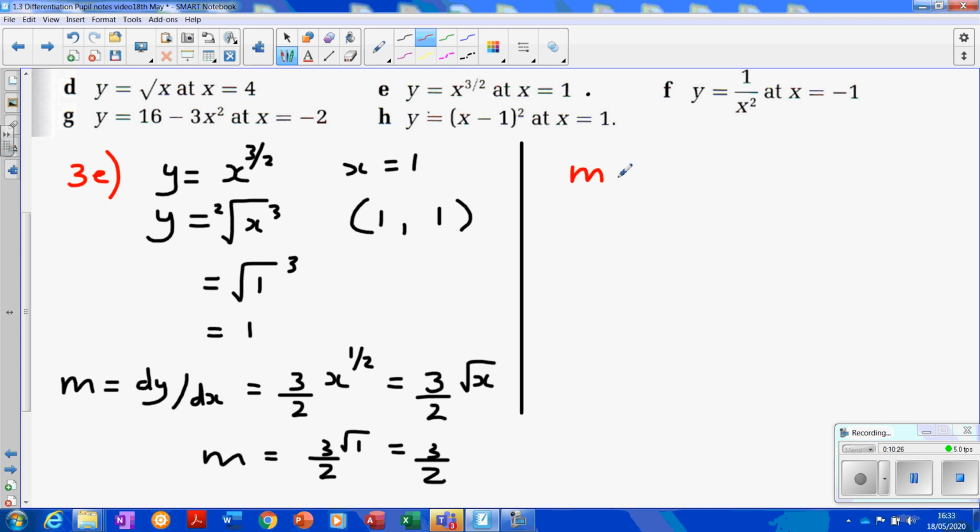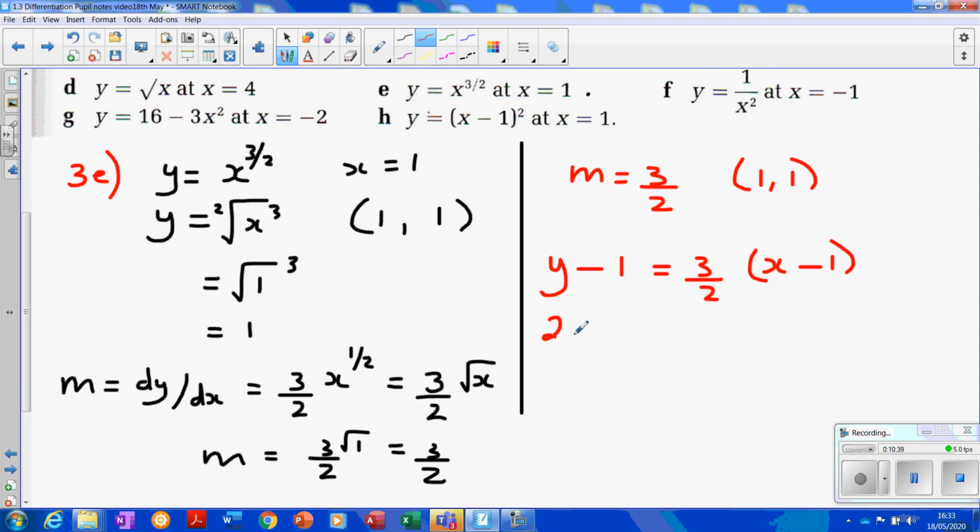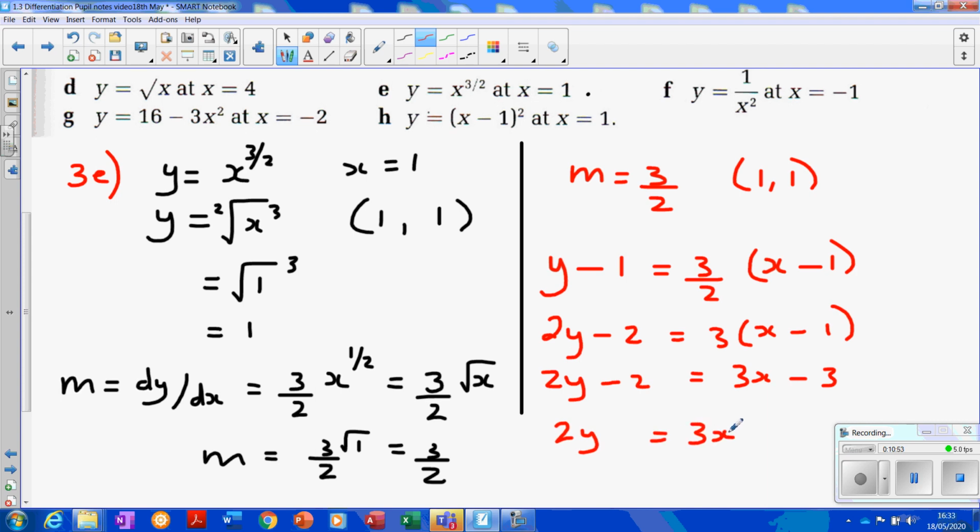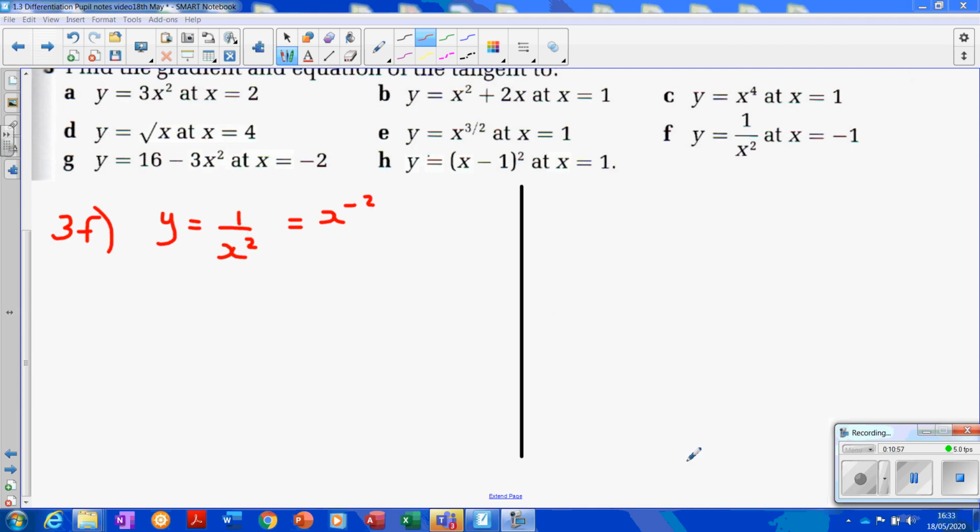So gather information: gradient is equal to 3 over 2 and the point on the line is the point 1, 1. So y minus b, y minus 1, is equal to m times x minus a. Multiply by 2 to get rid of those fractions, so 2y minus 2 is equal to 3 lots of x minus 1. So 2y minus 2 is equal to 3x minus 3. 2y is equal to 3x, and we want to add 2 onto both sides, which gives me minus 1.